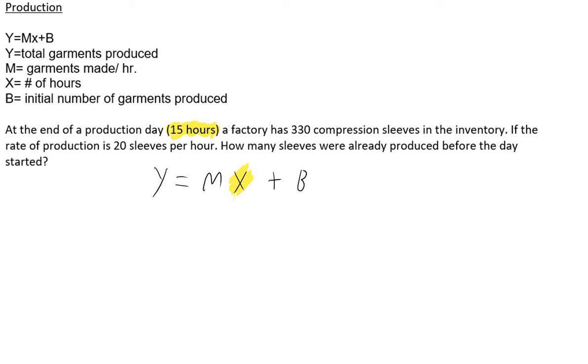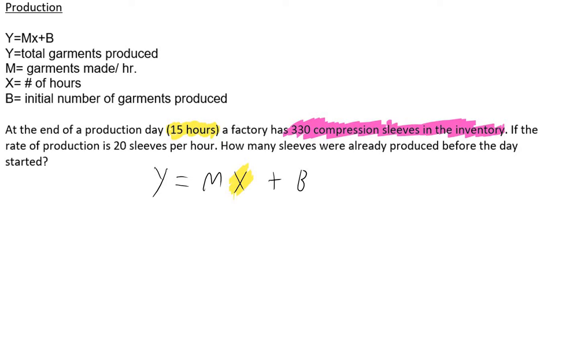If a factory has 330 compression sleeves in the inventory, and this is at the end of the day, after everything's said and done, we now have to figure out what this is going to be, because this can be a little confusing and tempting to put into the wrong letter. It's either going to be Y or B. It's not going to be M because we don't see any "per" or anything about it being a rate. It's just a total number, right?